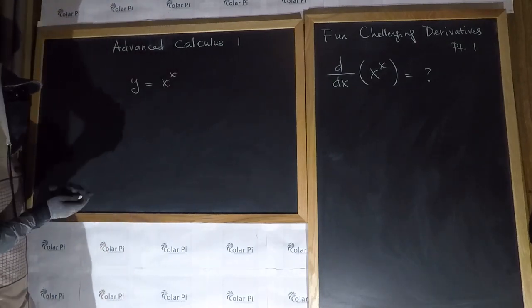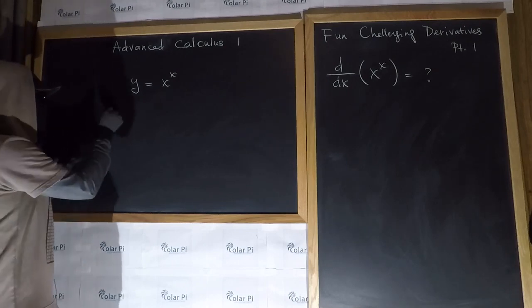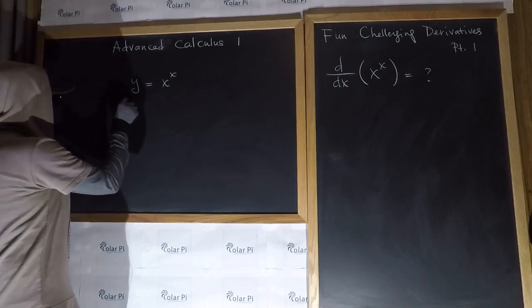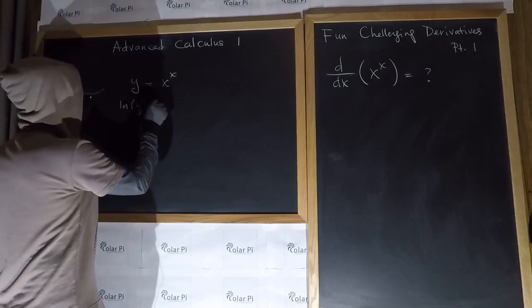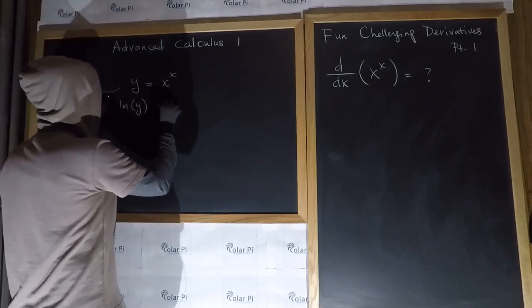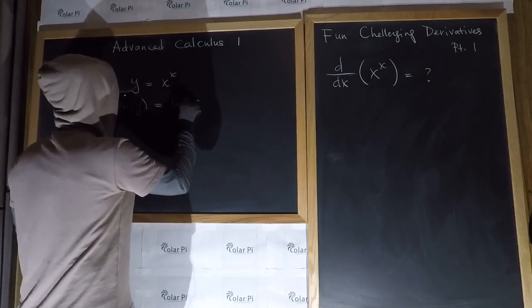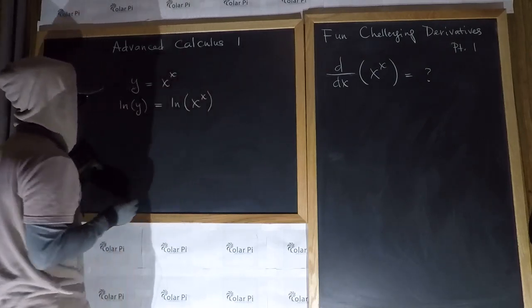And this is where logs come in, in this next step, which is we take the natural log of both sides, and we see that we can write next the natural log of y, so the natural log of the left side, is equal to the natural log of the right side, so the natural log of x to the x on the right side, right?